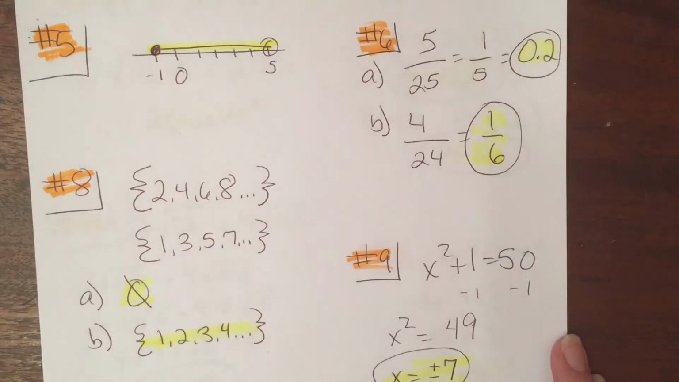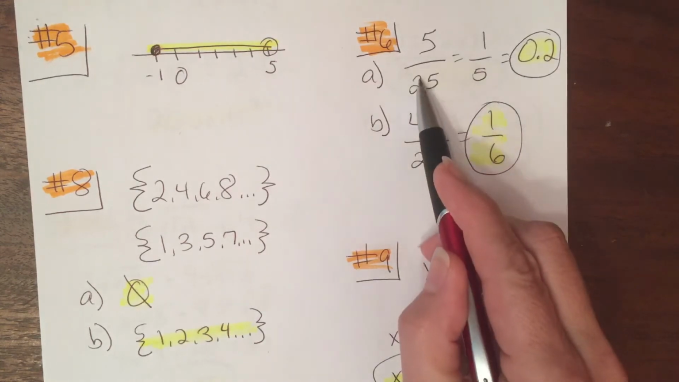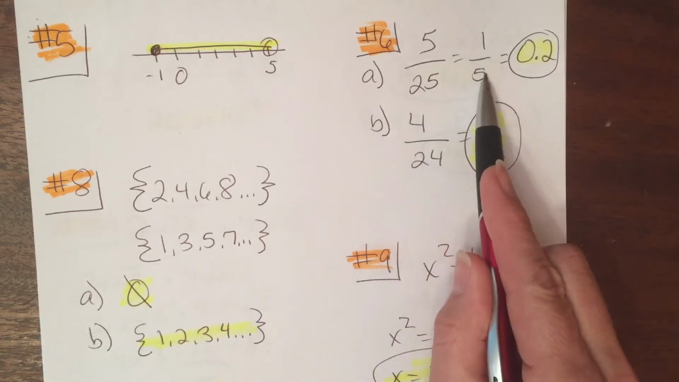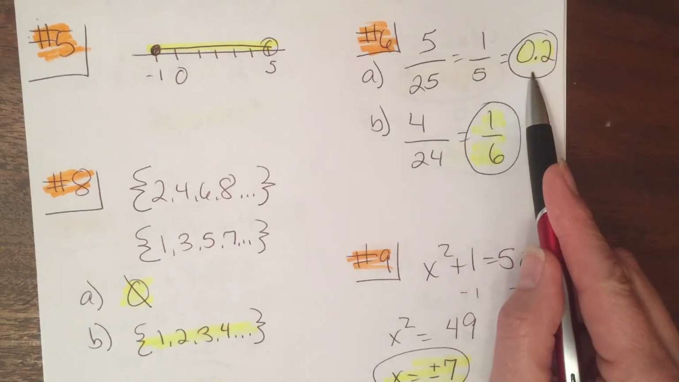Number 6, it's a probability problem. From a deck of 26 alphabet cards, the X is missing, so that means we only have 25 cards. What's the probability of drawing a vowel? Well, there's 5 vowels listed there out of 25 cards. 5 out of 25 is 1 out of 5 reduced, but they wanted us to show it as a decimal, so it's 2/10.